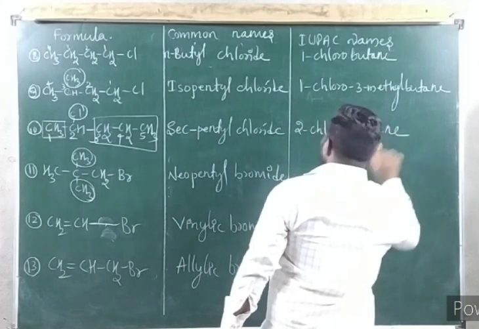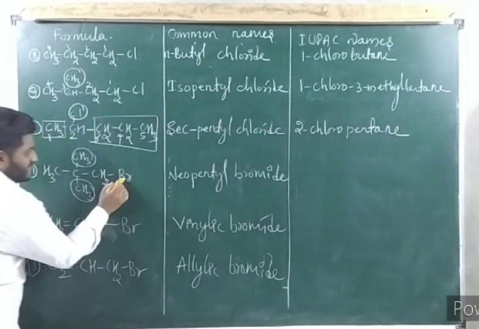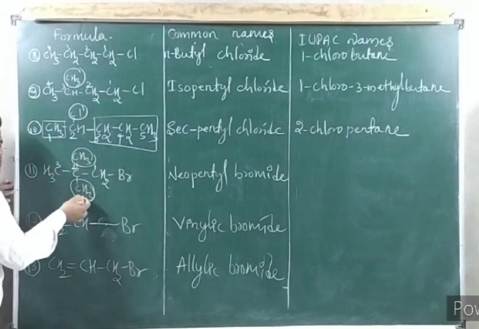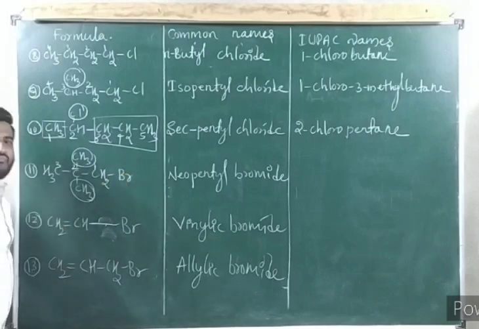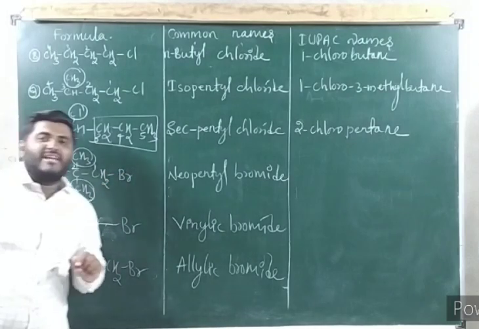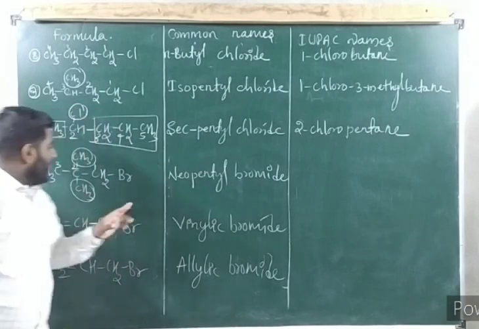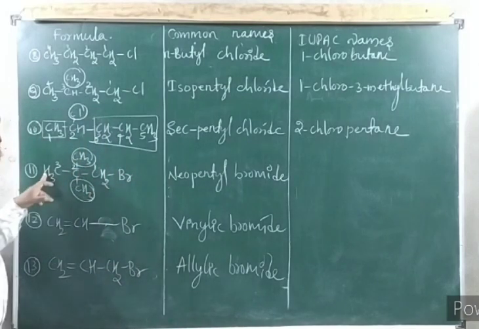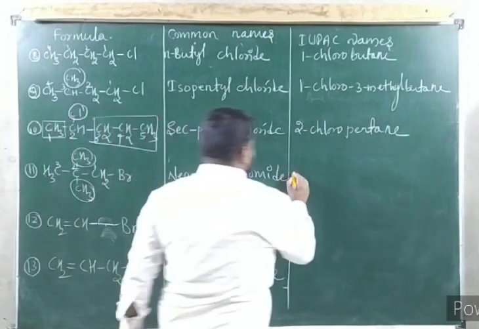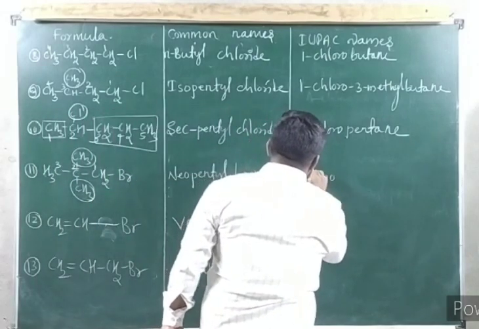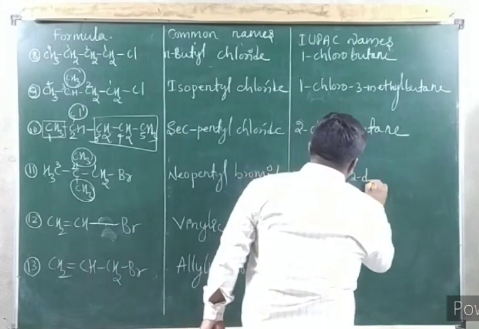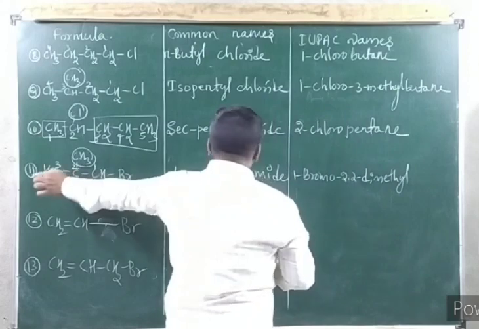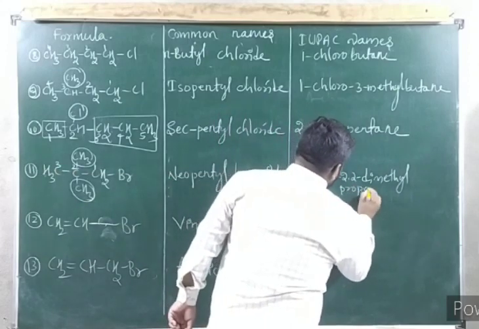See next one. Now halogen is there at the right side. 1, 2, 3. Second position methyl, second position methyl. First position bromo. Alphabetical order: B comes first or methyl comes first? B. So what do you have to write? 1-bromo-2,2-dimethyl-propane. Yes, 1-bromo, 2,2-dimethyl, 2,2-dimethyl-propane. I hope you are getting.